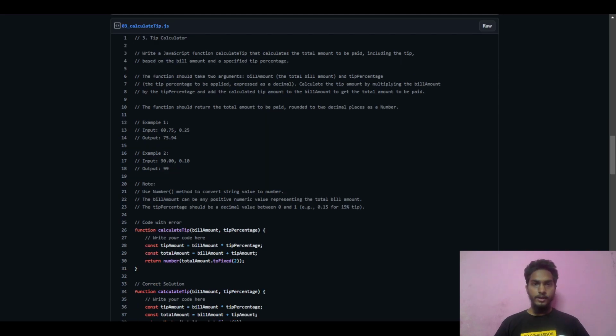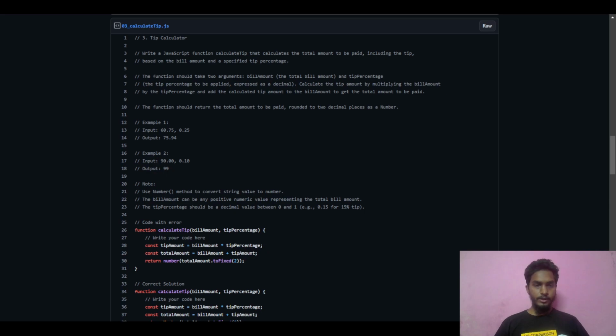In this, we have to write a function calculate tip that calculates the total amount to be paid including the tip based on the bill amount and the specific percentage. The function should take two parameters, bill amount and the tip percentage. Calculate the tip amount by multiplying the bill amount by the tip percentage, and add the calculated tip amount to the bill amount to get the total amount to be paid. We have two examples. Note, use the Number method to convert a string to a number.